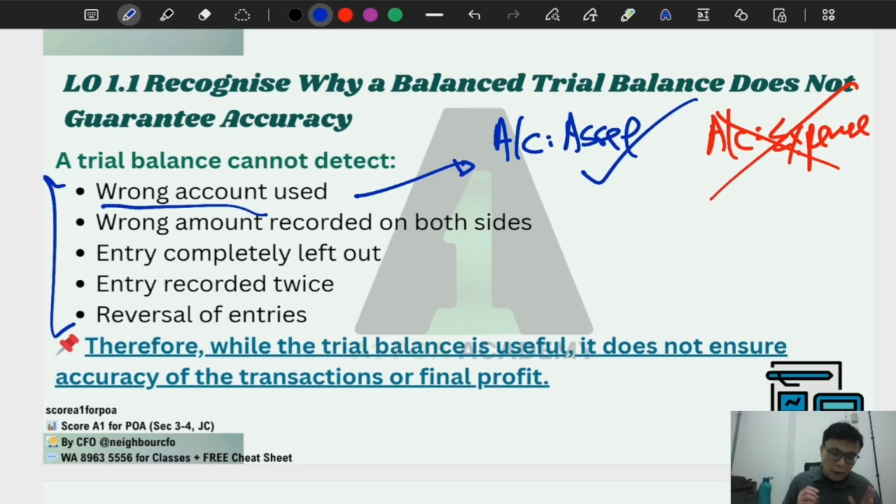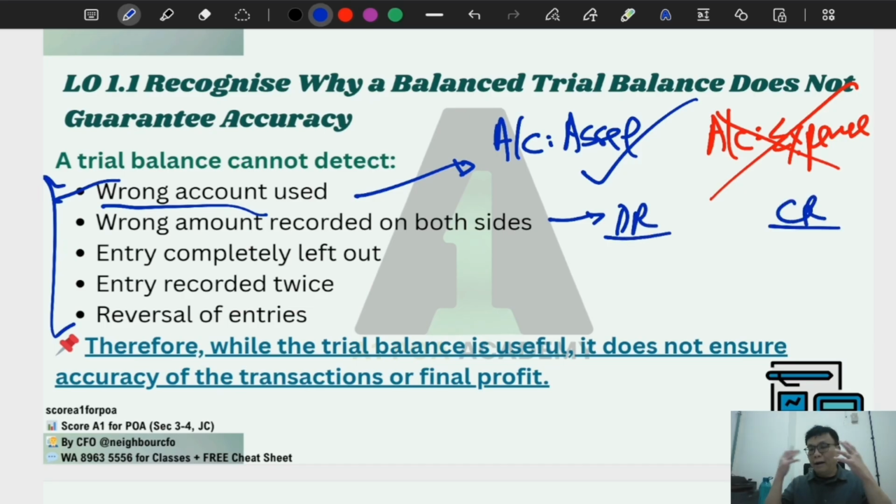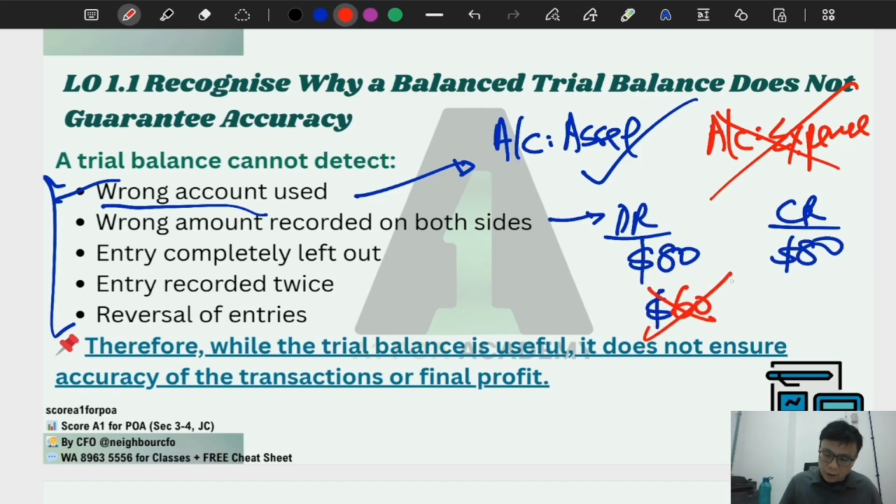Next, wrong amount recorded on both sides. Let's say, for example, on your debit and credit, it can be an eyesight error, whereby it was supposed to be $80, but you recorded $60. If that is the case, of course the balance on both sides of the trial balance will tally, but overall your accounts will still be wrong.